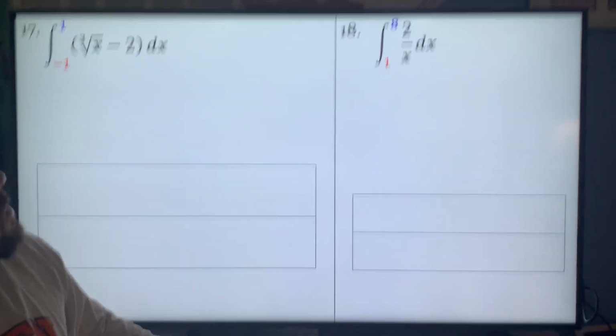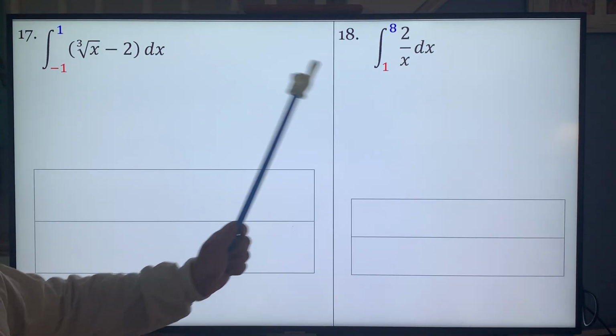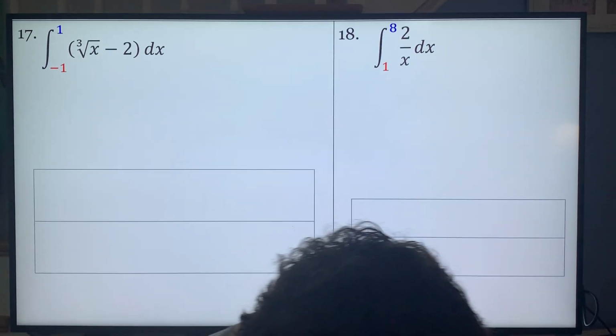Be good, please be good. Oh, rewrite and solve these.